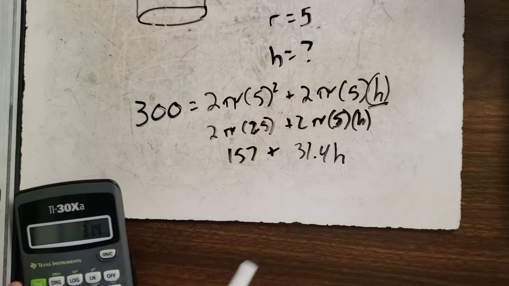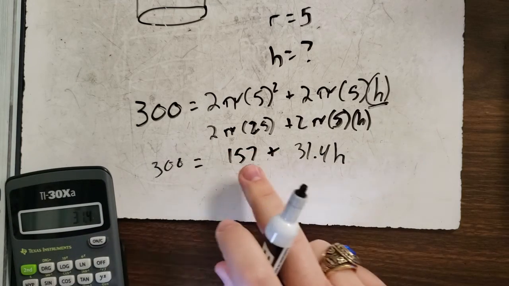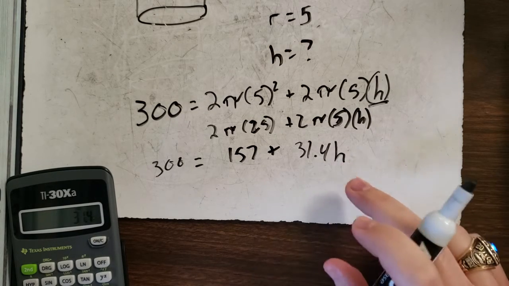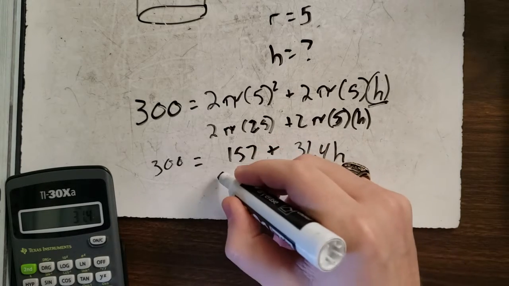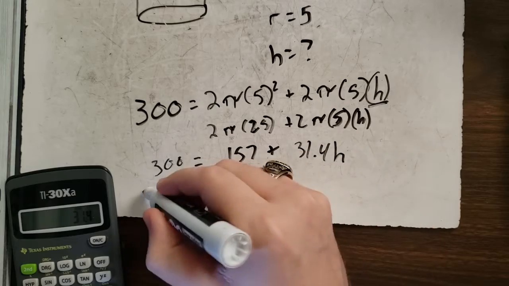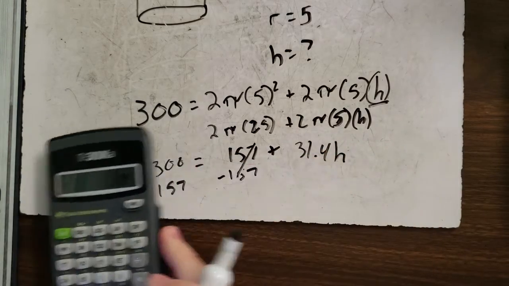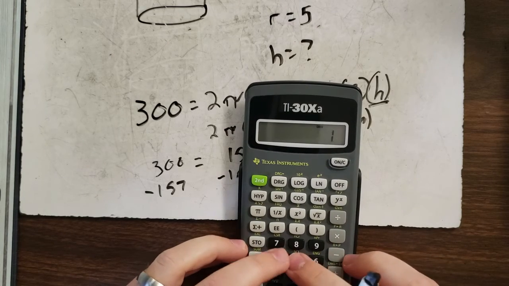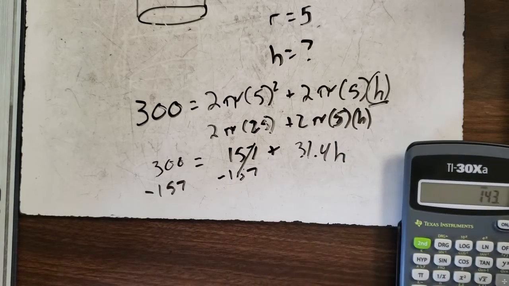So now, bring down your 300. So 300 equals 157 plus 31.4h. Now, it's a two-step equation. So what do we do next to get h by itself? Well, we have to move this part over here. How do we do that? It's positive, so we have to do minus 157 on both sides. That cancels. 300 minus 157 equals 143.